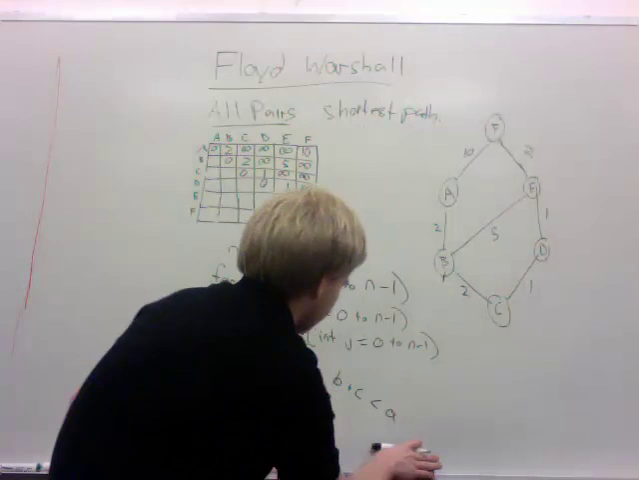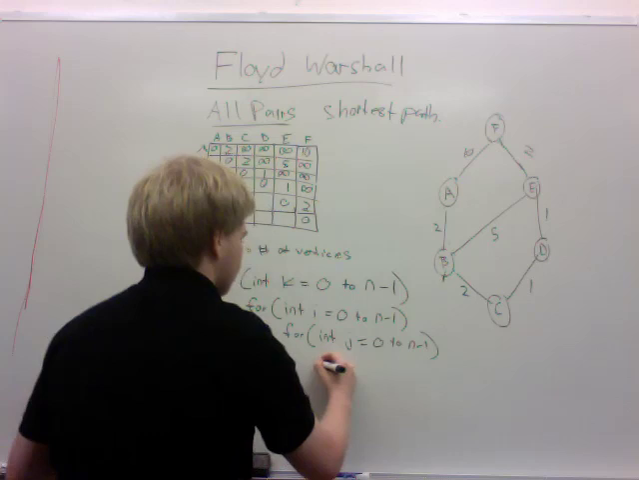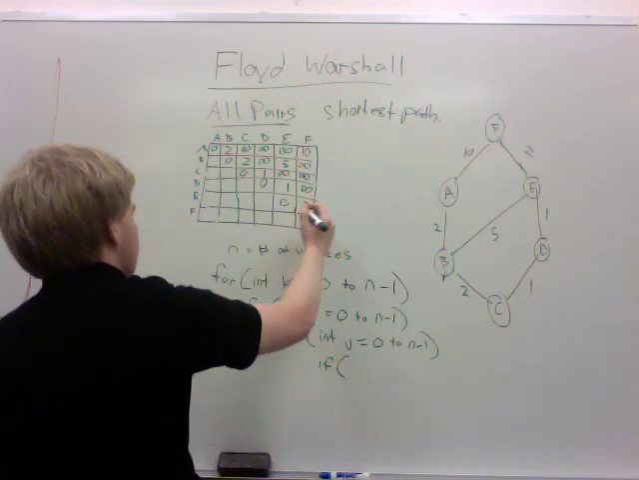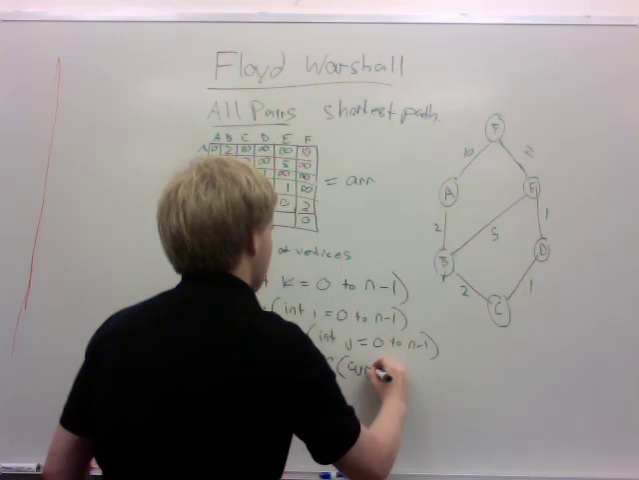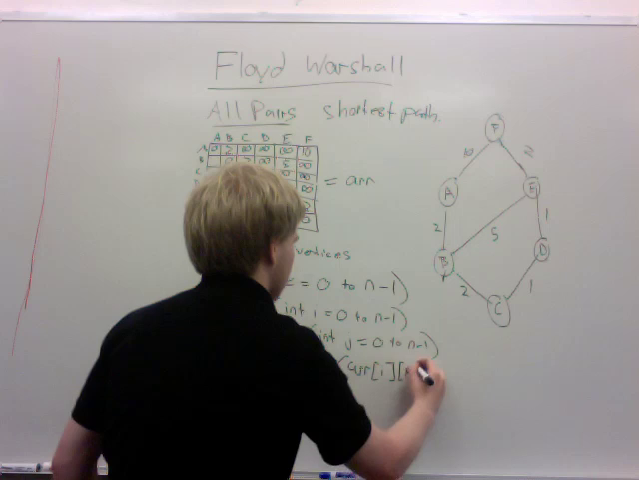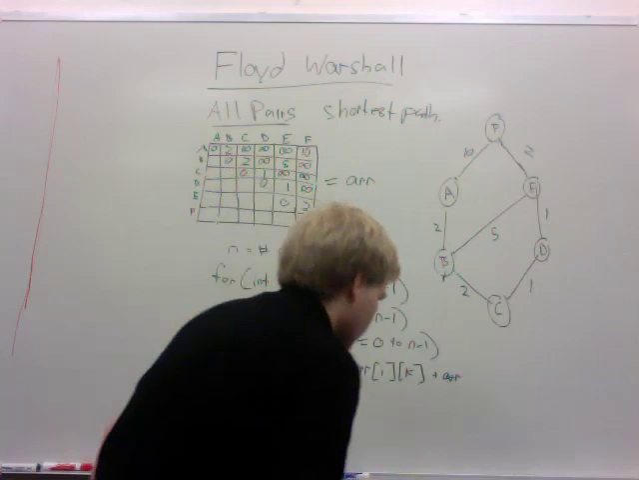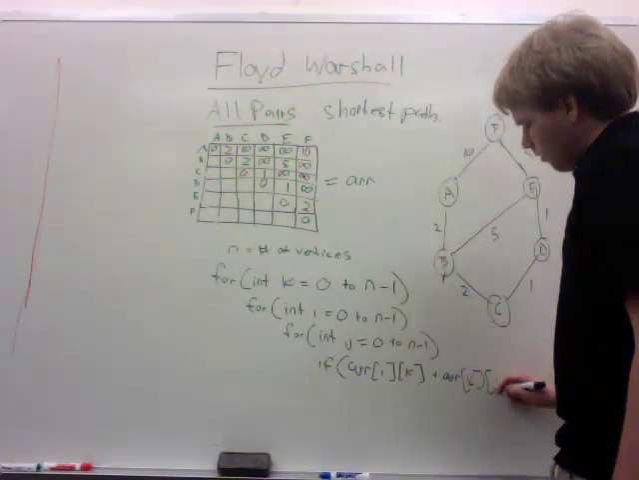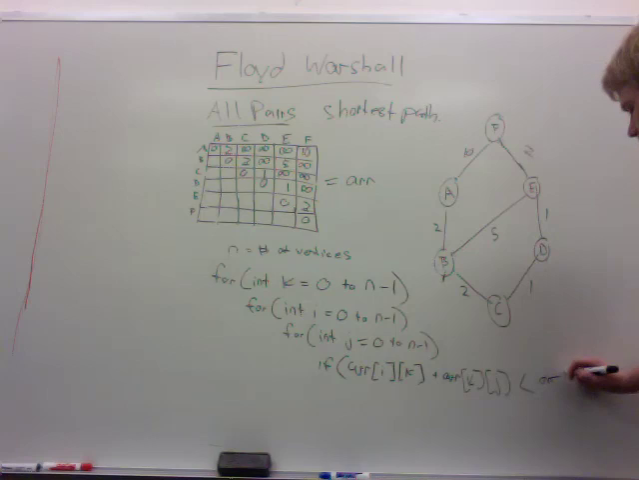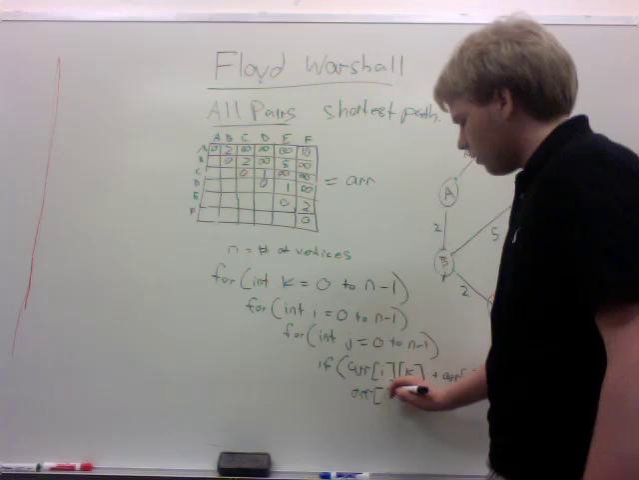So now all you have to do, let's just call this an array. If array at I, K, so going from I to K, plus array K, J, is less than what we already have, array I, J, then we're just going to update array at I, J with the new path.